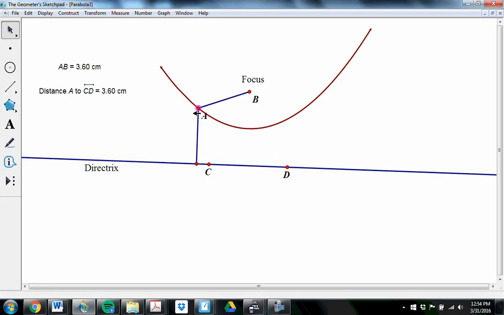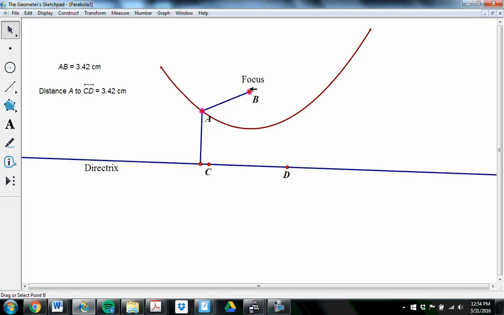As this point A moves along, you can see that this distance, which is found here, and this distance, which is found here, stay the same. As I go up here, as I go down here, these are always the same. They're not constant, they're changing, but they're always the same.